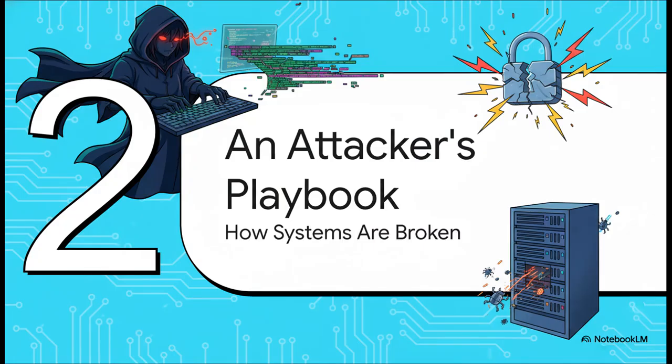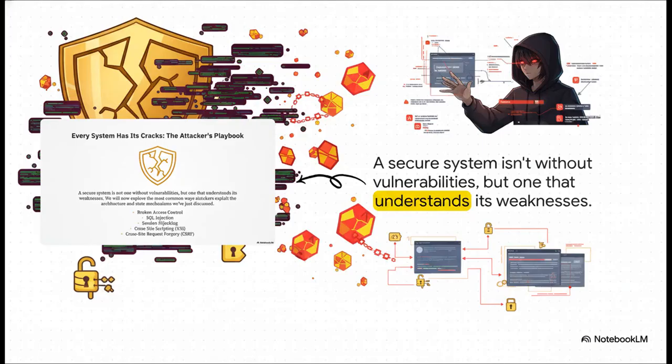All right, we've seen the blueprints. Now, let's flip the script. How do attackers look at this well-structured system and find the cracks to break it wide open? Here's a really key insight into an attacker's mindset. They know that no system is perfect. They're not just looking for random bugs, they are hunting for predictable patterns of failure.